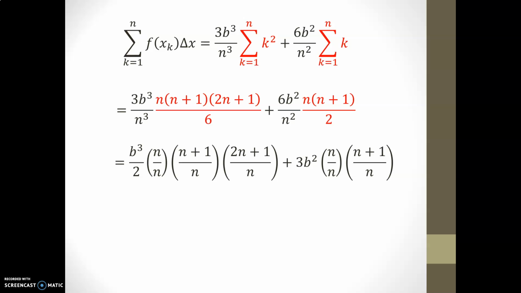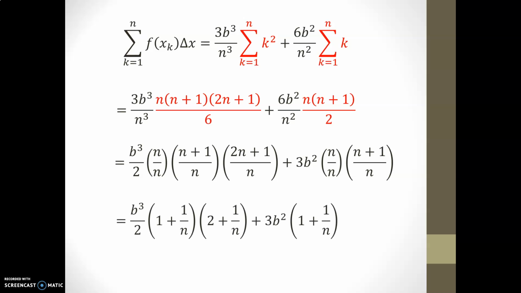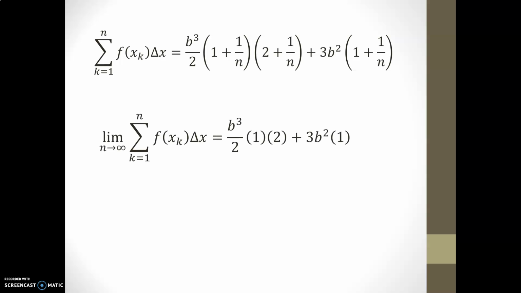This allows us to cancel off the n over n fractions and to divide term by term the n plus 1, 2n plus 1 terms that appear. So here is a simplified version of our Riemann sum. B cubed over 2 times 1 plus 1 over n times 2 plus 1 over n, and 3b squared times 1 plus 1 over n. This is still the estimated net area because we haven't yet conducted the limit of the Riemann sum, and that'll be our next step. So the actual limit that takes place when n is brought to infinity reduces our expression to b cubed plus 3b squared.